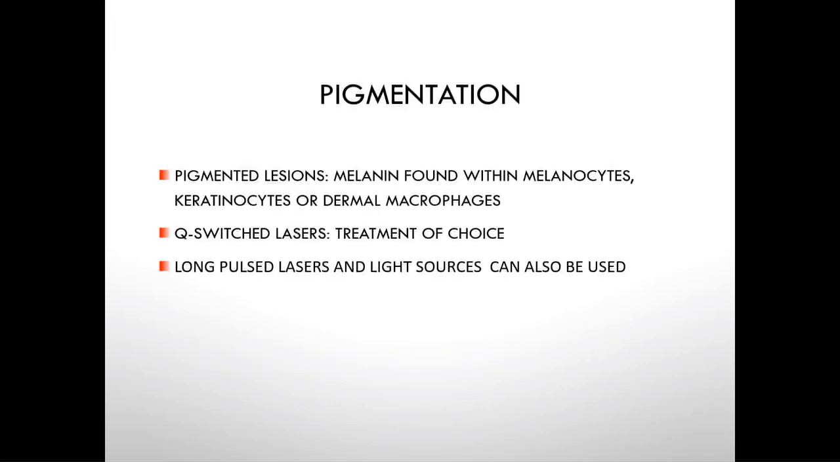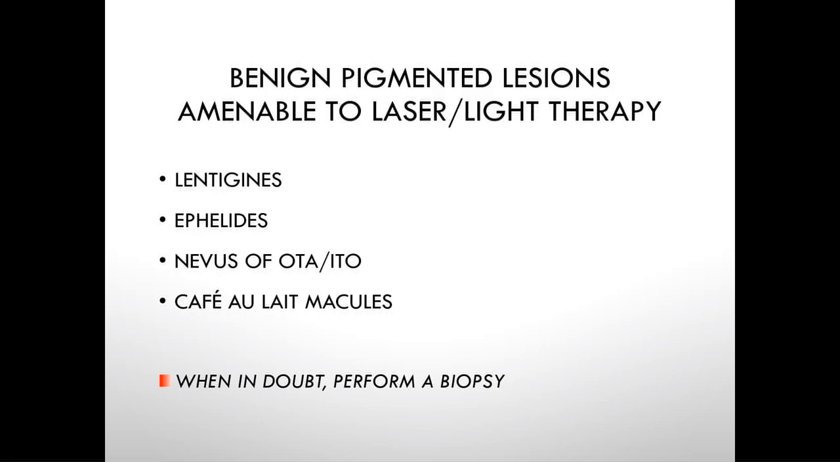Moving along to pigmented lesions, melanin is found within melanocytes, keratinocytes, and/or dermal macrophages, and the Q-switch lasers are the treatment of choice. Long pulse lasers and light sources can also be used. So all these are the benign pigmented lesions that are amenable to laser or light therapy: lentigines, freckles, nevus of Ota, nevus of Ito, and café au lait macules. However, if you have any index of suspicion of any of these being malignant or an atypical nevus, you should perform a biopsy before you fire your laser.